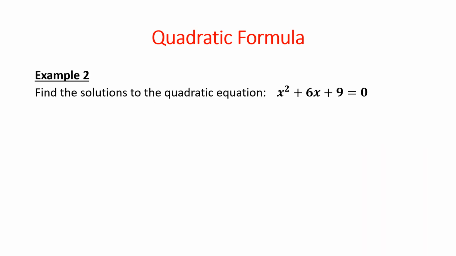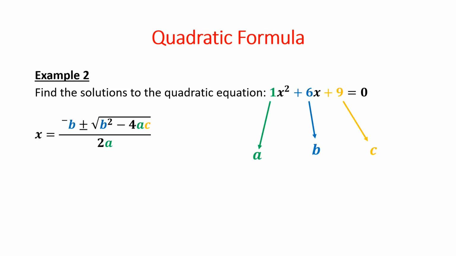All right, let's get into example 2. Find the solutions to the quadratic equation x squared plus 6x plus 9 equal to 0. Well, once again, here's the quadratic formula. And once again, we need the values of a, b, and c. Remember, if there's no number out the front of x squared, then there is a 1. The coefficient is 1. So let's start substituting.